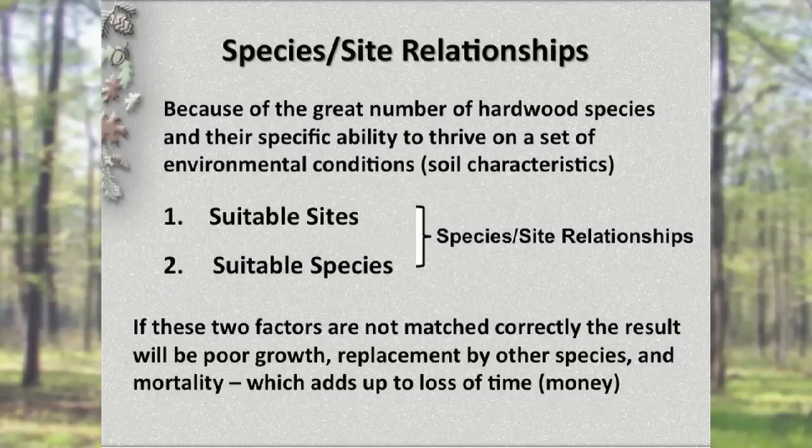So the very first thing we'd like to go over is species-site relationships, because there are a large number of hardwood species that are specific to a specific site and environmental characteristics or even soil conditions. Two aspects that draw together are what are the suitable sites, and then what are the suitable species to those particular sites, thus a species-site relationship. If these 2 factors really aren't matched correctly, growth rates will usually be poor and there will be replacement by other species. Mortality will add up to a loss of money and a loss of time as well.